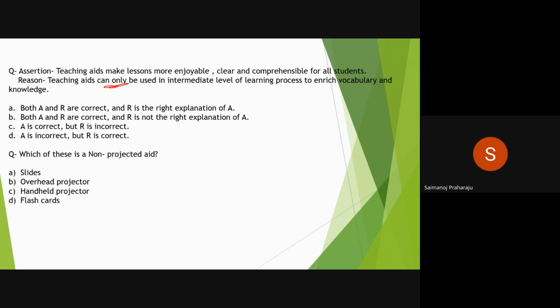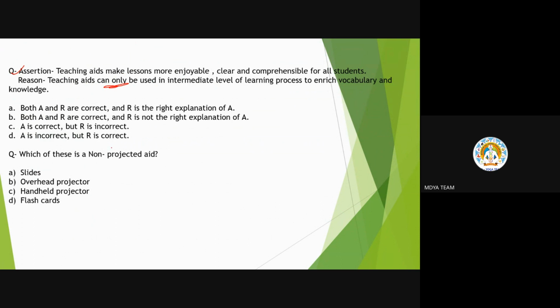I think option C, ma'am. A is correct and B is incorrect. Okay, other people answer fast. And even I feel it's yes. Teaching aids make lessons more enjoyable, so the assertion is correct. And the reason is what? Teaching aids can only be used in the intermediate level. So we can use teaching aids at any level: the beginner level, the intermediate level, at the higher level. We can use it anywhere.